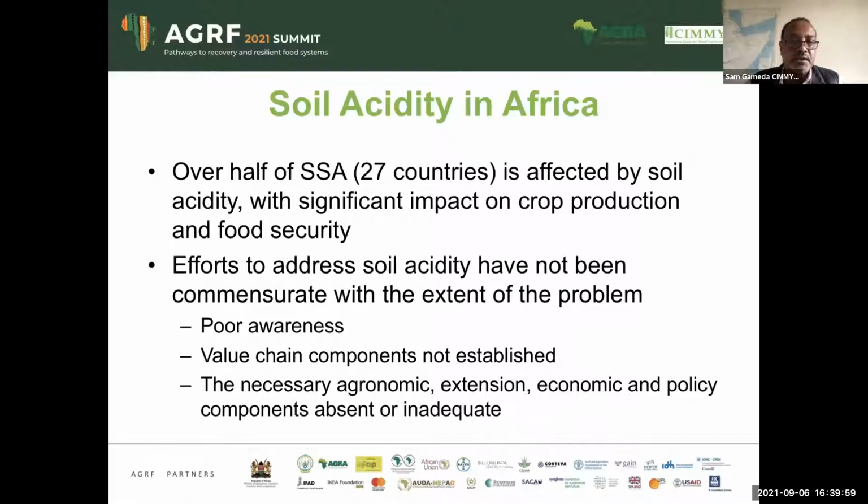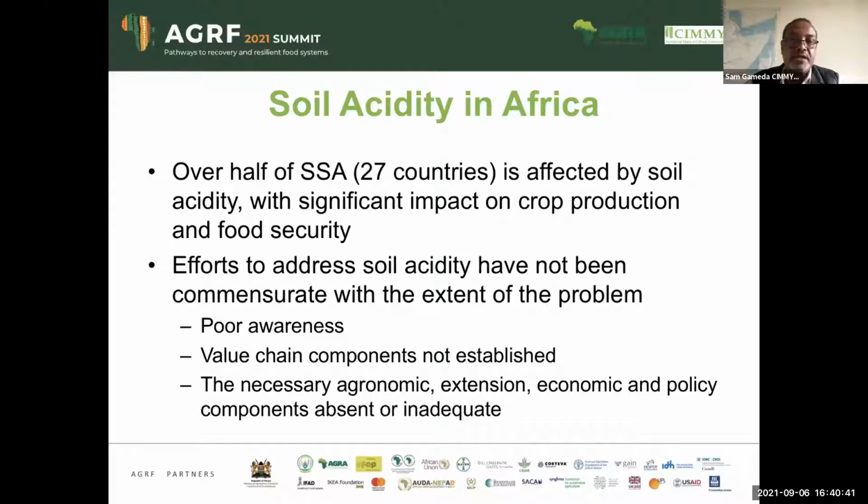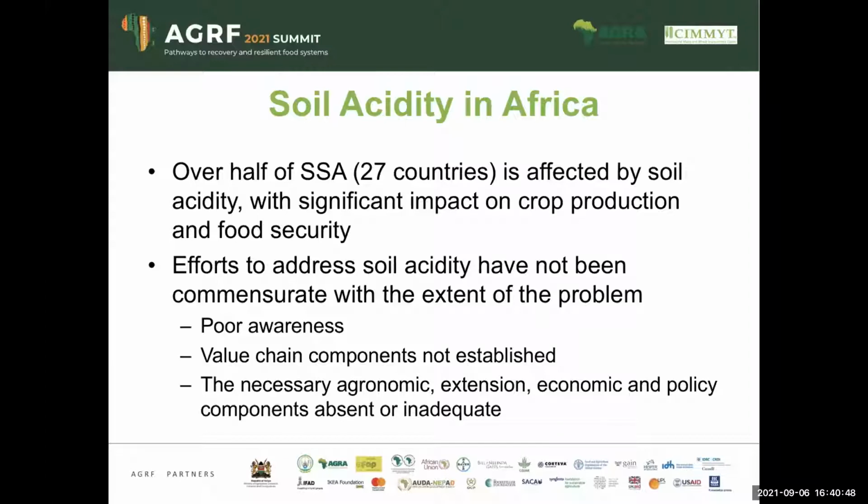And as big as the problem is, there is really not much effort on the side of resolution. Some of the issues around this have to do with poor awareness of the problem. It's not fully appreciated how significant and what level of impact this has. Also, the value chains that would support the management of acid soils are either not established or are poorly set. And also the necessary background information and management background from an agronomic extension, economic and policy perspective is either absent or is inadequate.